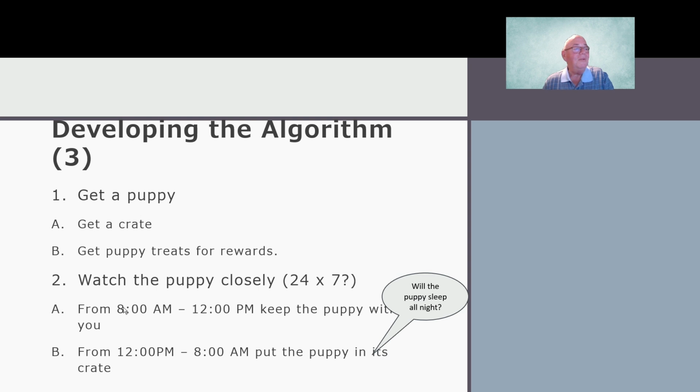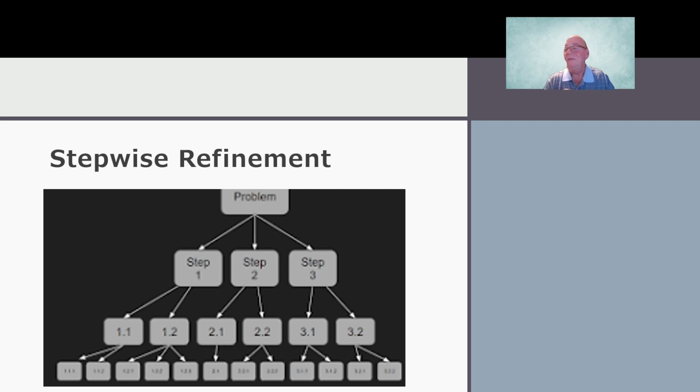Notice that finally in here I put a note that says put the puppy in its crate from 12 to 8, and will the puppy stay in its crate all night? Will he sleep all night? Well, again, we could go on further and develop this out. But the deal about stepwise refinement is you go until you're comfortable that you have the answers you need to actually follow that algorithm out. There are points at which you say, okay, that's enough, and it's really up to you.